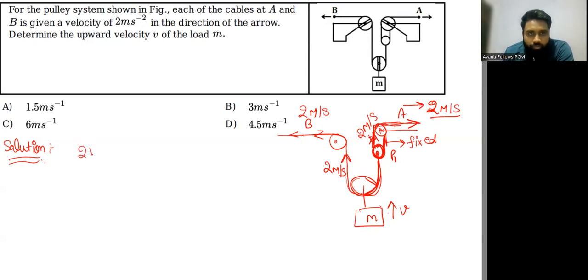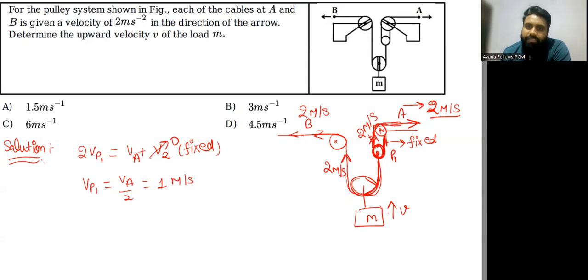So we know the formula: 2 times the velocity of pulley 1 is equal to V1 plus V2. In this, V1 is VA and V2 is 0 because this other end is fixed. So you can say that this velocity VP1 is nothing but VA by 2, which is 1 meter per second, because VA is equal to 2 meter per second. Now this is the velocity of this pulley, which is 1 meter per second.